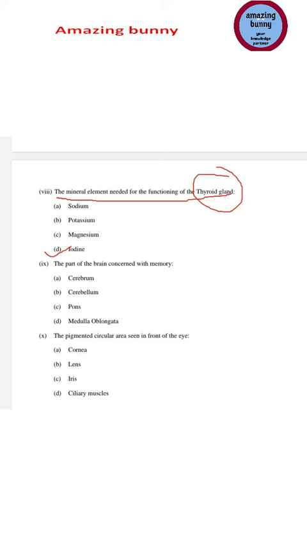Next question, the part of the brain concerned with memory. The answer is cerebrum, and cerebrum is the largest part of the brain and it is responsible for memory, speech, senses and emotional response. Next question is pigmented circular area seen in front of the eye, and the answer is iris, because iris is a pigmented muscular curtain like structure near the front of the eye between the cornea and the lens, that is perforated by an opening, and the opening is called pupil.